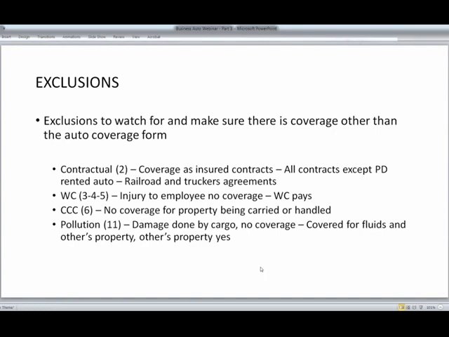For pollution, there's no coverage if the pollution is done by cargo. The bodily injury and property damage is covered because of direct damage. We talked about that in the second hour.